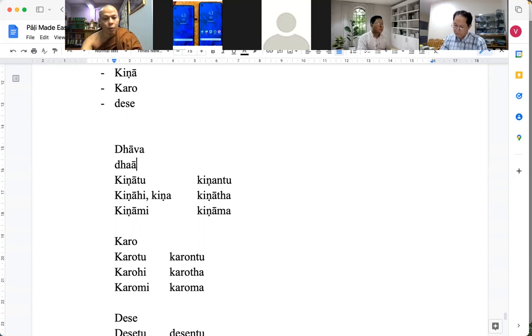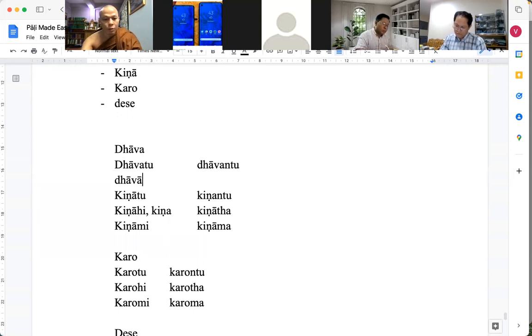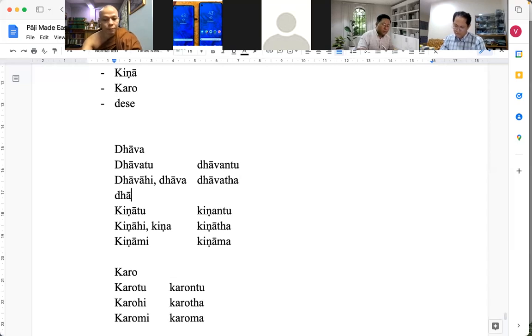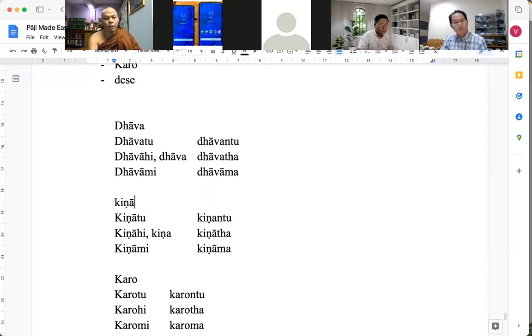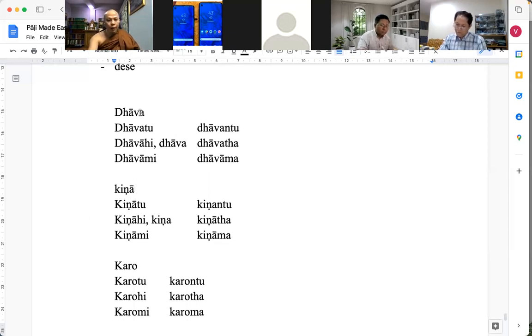So our ending is dawa. That is dawa tu, and dawan tu. So dawa hi, dawa, and then dawa ta. Dawa mi, and then for plural, dawa ma. This is the kina base. Okay, so in this way, only in the A ending and the I ending do we have the two forms, you see.